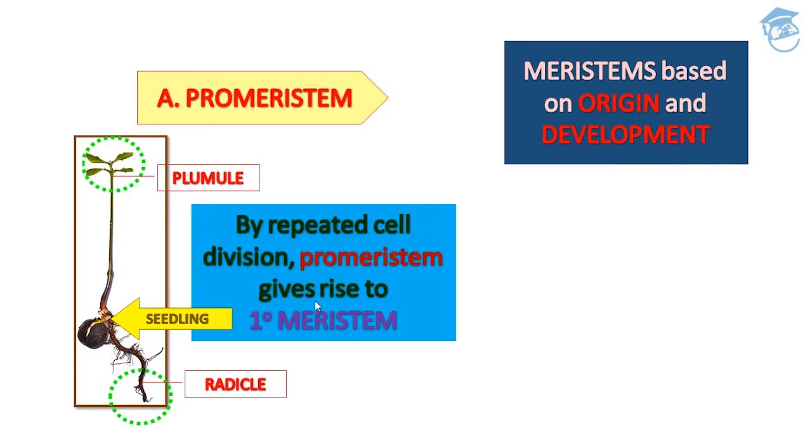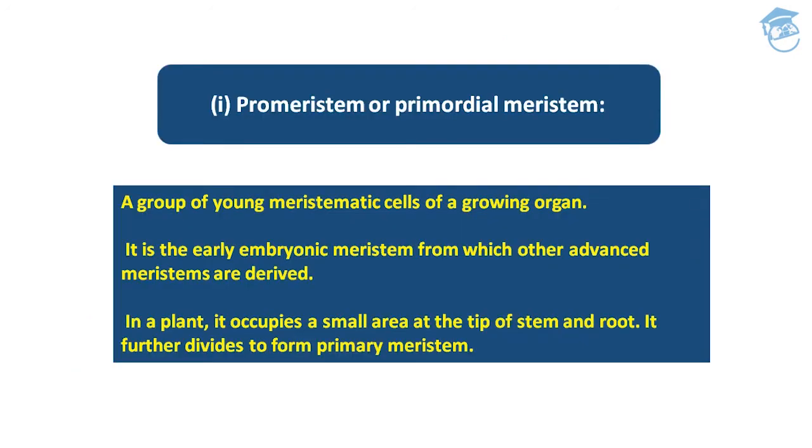So by repeated cell division, promeristem gives rise to primary meristem. I have already taught you in my previous section of the presentation; for better understanding, you can refer to it. So promeristem gives rise to primary meristem by repeated cell divisions. What is it? It is a group of young meristematic cells of a growing organ, and it is present in the early embryo or in the young germinating seed, from which other advanced meristems are derived.